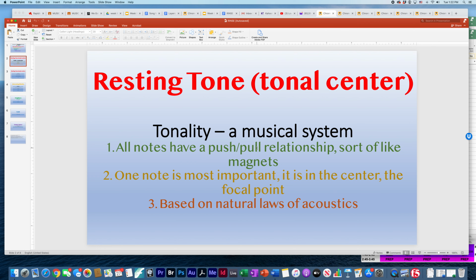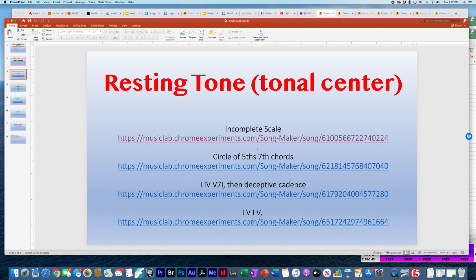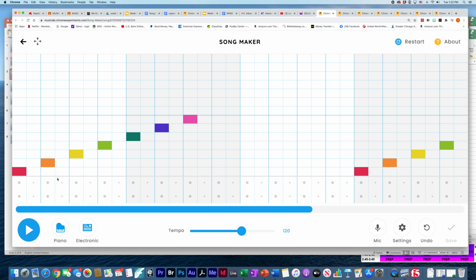For example, if you pull a string, the way it vibrates, or if you blow and make an instrument like a trumpet, just the way waves naturally work contributes to this system. Okay, so the resting tone. Here is an example of what I mean by the importance of the resting tone. In this example, the red square is the resting tone. That's Do. So this series goes Do, Re, Mi, Fa, Sol, La, Ti.